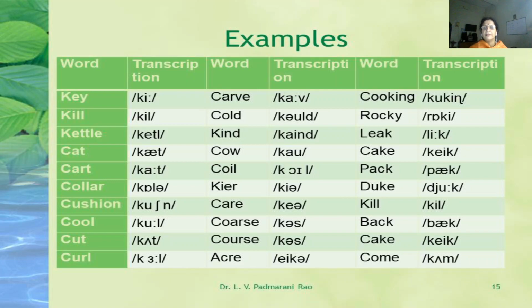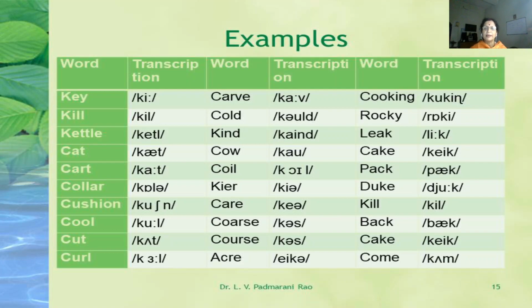A-C-R-E, acre. It's the unit of measurement. Acre. C-O-O-K-I-N-G, cooking. The first K is aspirated, the second K is not aspirated. R-O-C-K-Y, rocky. In all this, where K sound occurs in the medial position or in the final position, K is not aspirated. C-A-K-E, the first K is aspirated, the second K is not aspirated. Cake.